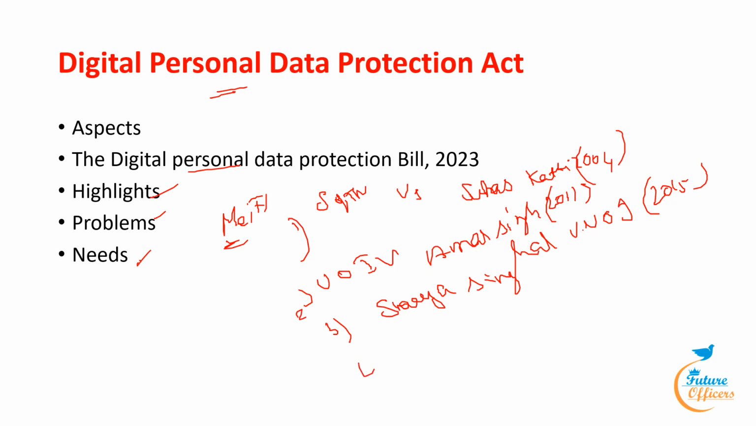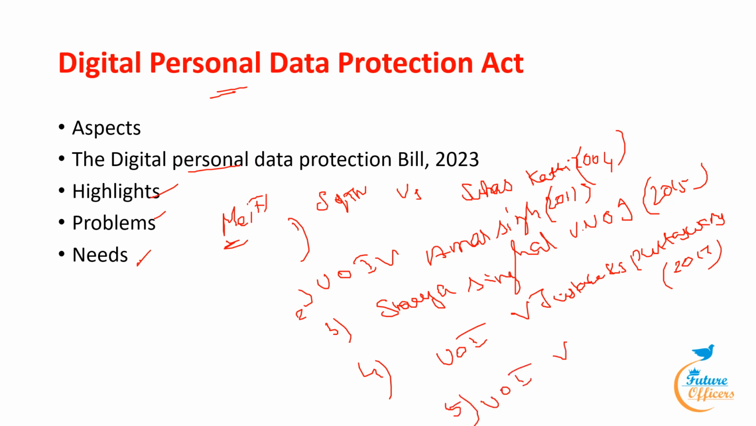Next case is Union of India versus Justice K.S. Puttaswamy case, which was held in 2017. The next is Union of India versus Praveen Arun Prakash Dial in the year 2021. These are some of the cases related to this Digital Personal Data Protection Act.